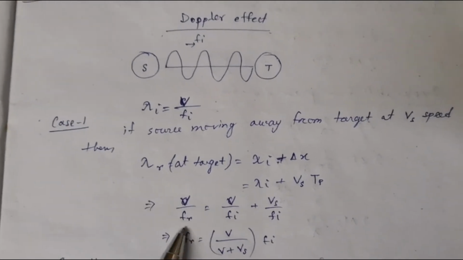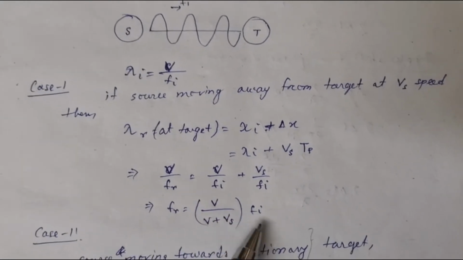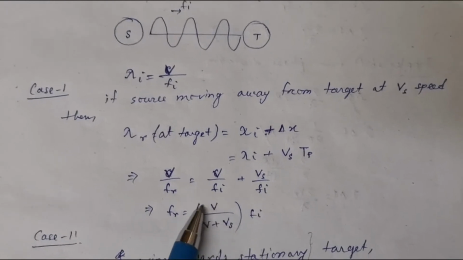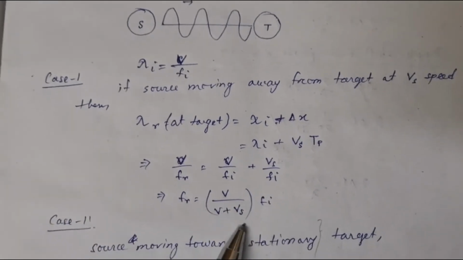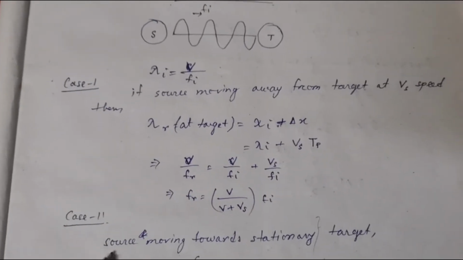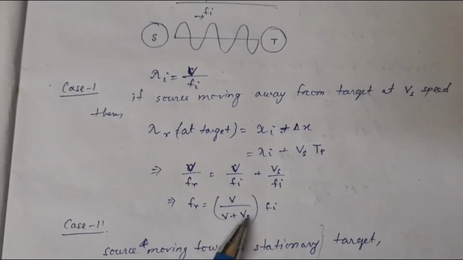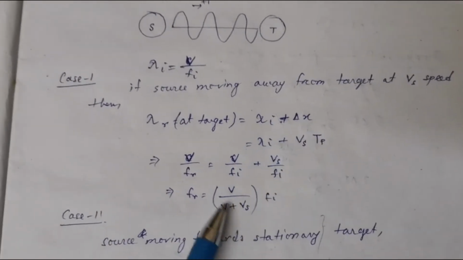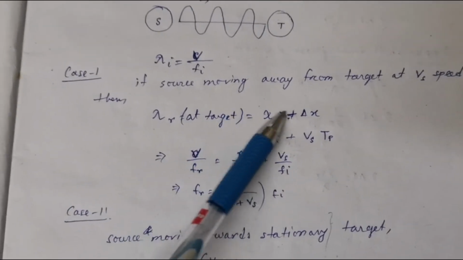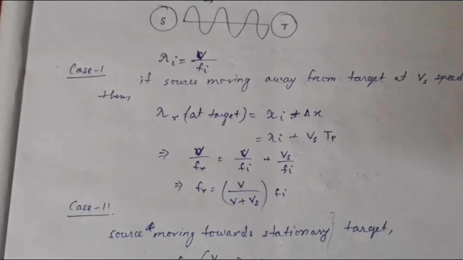The equivalent Fr, if we calculate, will come as Fr equals V by (V plus Vs) times Fi, where V is the wave velocity of the transmitting wave and Vs is the velocity of the source object. In case 2, if the source is moving towards the stationary object, delta x will be a negative quantity, meaning the wavelength will be reduced from the incident wavelength. So Fr will come as V by (V minus Vs) times Fi.